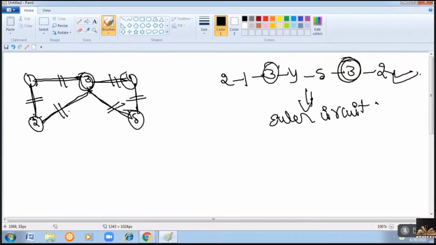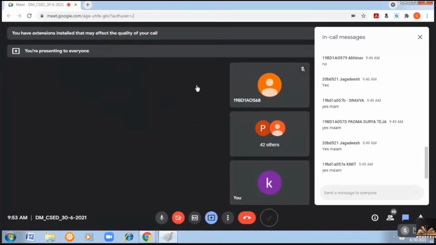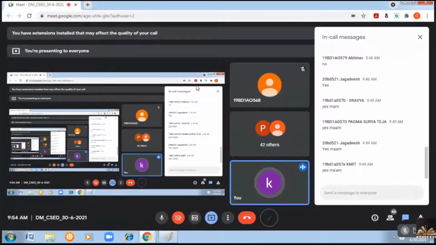So in this, the vertices can be repeated any number of times, but no edge should be repeated. When you observe this, no edge is visited more than once. Every edge is visited exactly once. Therefore, it is an Euler graph. Clear? Let us see one more example.